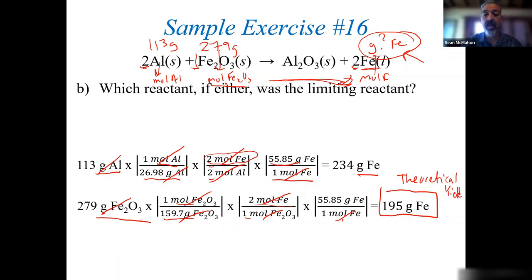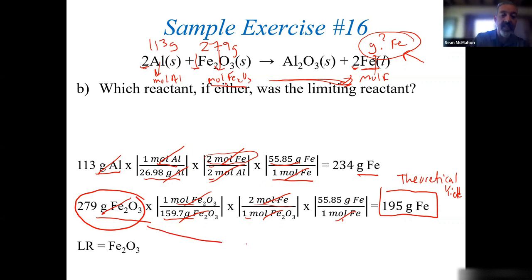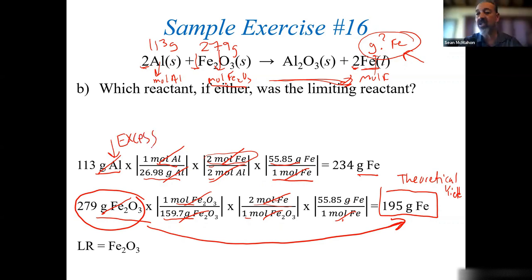Right? And my limiting reactant is the iron 3 oxide. Why? It's this reactant that dictates how much is actually, or the theoretical production, right? So aluminum is in excess. This is my excess reactant. It's the 2 slices of bread left over, okay?